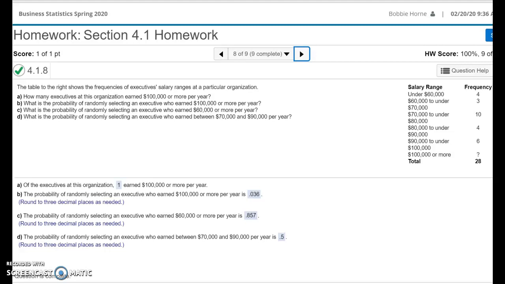For C, the probability of randomly selecting an executive who earned 60,000 or more. 60,000 or more would be 24 out of 28. So you would do 24 divided by 28 and get 0.857. I will continue this video in the next video.